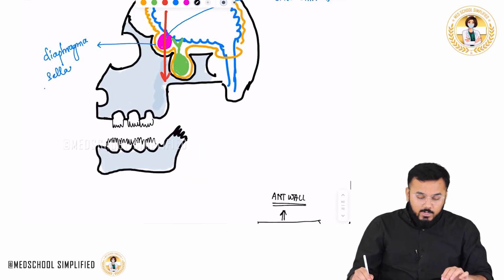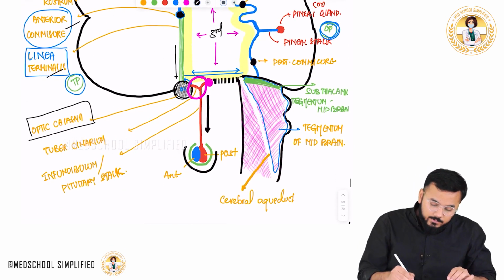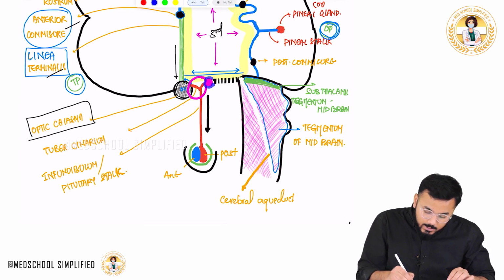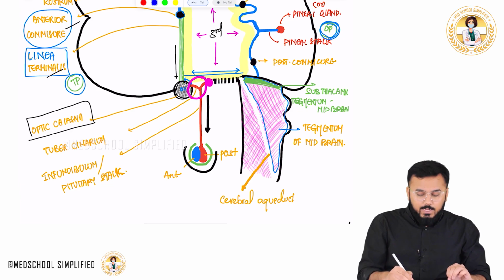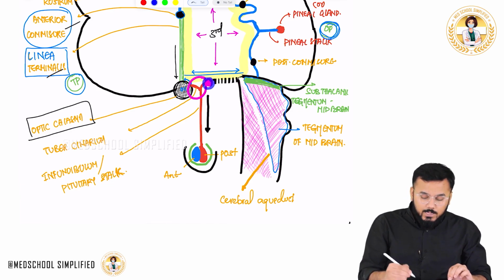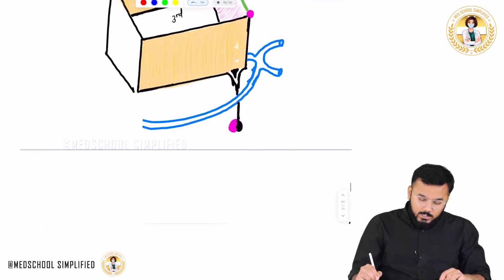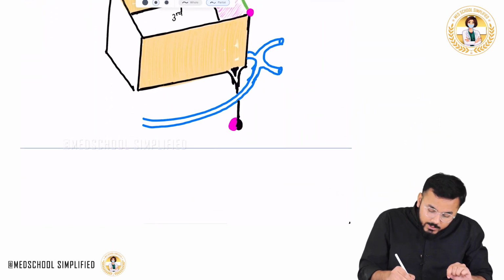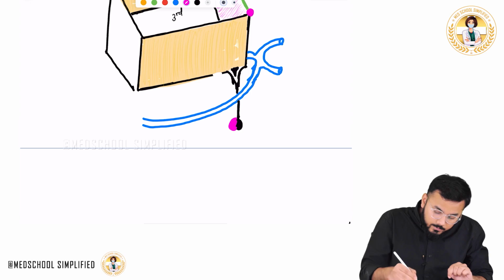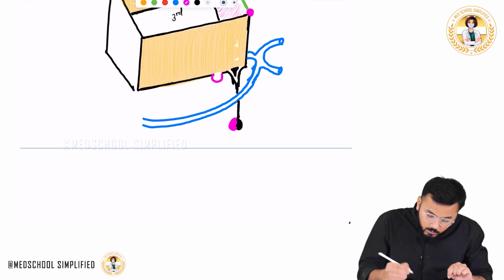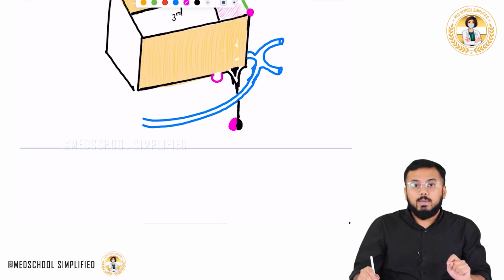Now, after this tuber cinereum, behind this tuber cinereum, you see a pink color rounded body. What is this pink color rounded body called? This pink color rounded body is called your mammillary body. See, if this is the thing, back of this there should be a pink color rounded body, right? See here, this pink color rounded body, whatever I have drawn here, is called mammillary body.